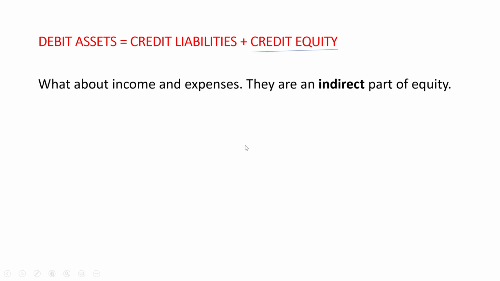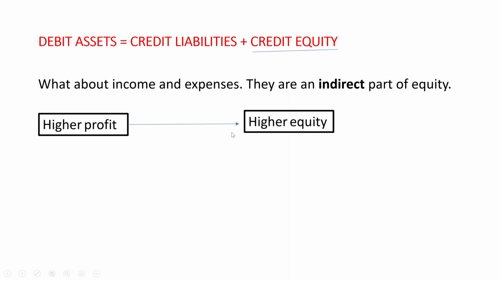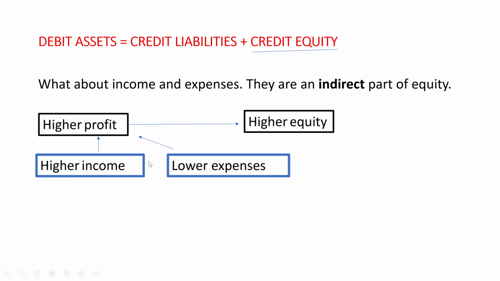So we haven't dealt with income and expenses, which are the two elements of accounting. Basically, the way to think about them is that they're feeding into the credit equity side. They're an indirect part of equity. Why is this? Well, higher profit gives you higher equity. So to get a higher profit, you need higher income. And to get a higher profit, you need lower expenses. So if you have higher income, you're going to have higher equity. If you're lowering your expenses, you're eventually going to have higher equity as well.